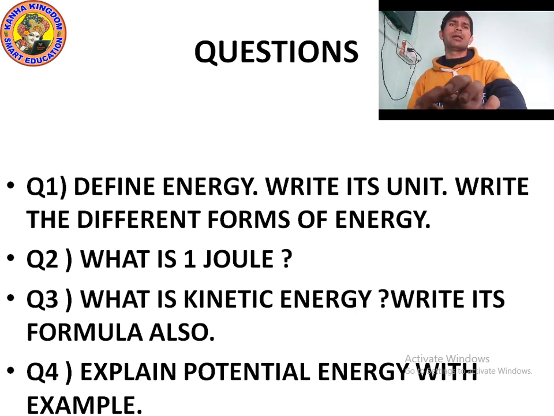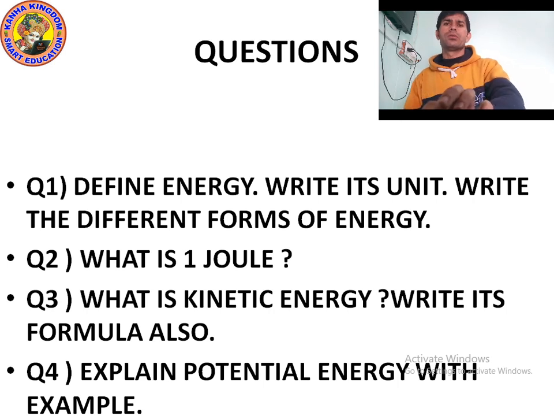Question number 3. What is kinetic energy? Write its formula. The kinetic energy of an object is the energy possessed by the object due to its motion. All moving objects possess kinetic energy, for example, falling coconut, falling water, blowing wind, running athlete. Kinetic energy is denoted by EK, and the formula is EK equals 1 by 2 mv square.